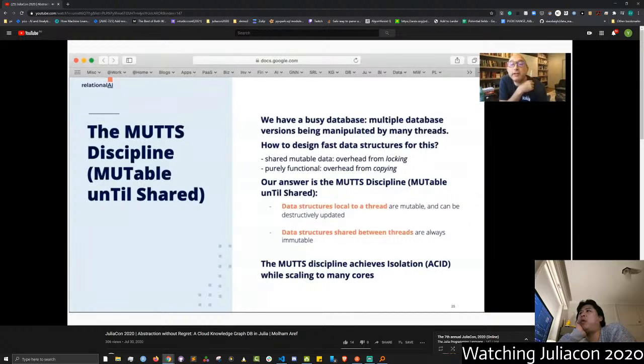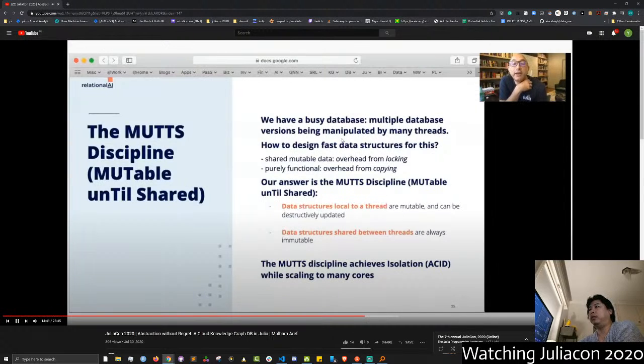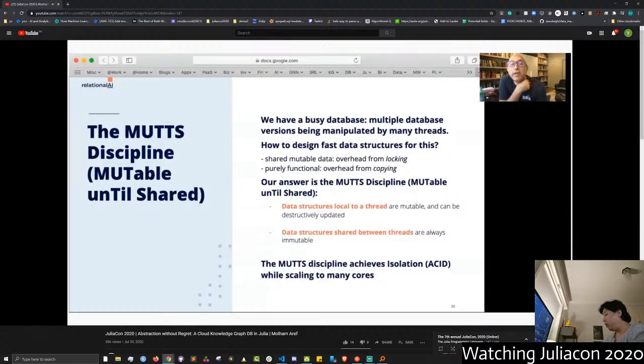We're using a hybrid approach here that gets us the best of both worlds, which we call MUTs, which is short for mutable until shared. In the MUTs discipline, data structures local to the thread are mutable and can be destructively updated, which avoids much of the overhead from copying data every time you need to update it. Data structures shared between threads are always immutable, which means that no locks are required and there's no cache coherence overhead. The root pointer uniquely identifies the state of the data structure. So the MUTs discipline achieves isolation, the I in the ACID properties that are so important for databases, while also scaling to many cores.